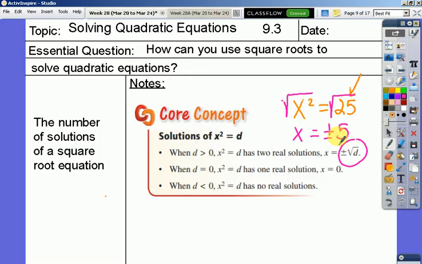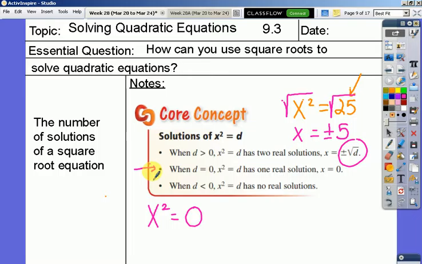Let's look at the second scenario. It says when d equals 0. So if x squared equals 0, well, when will that be true? When x is what? 0. 0 and nothing else, right? So that's why you have one solution, one real solution, and that is whenever x is 0.